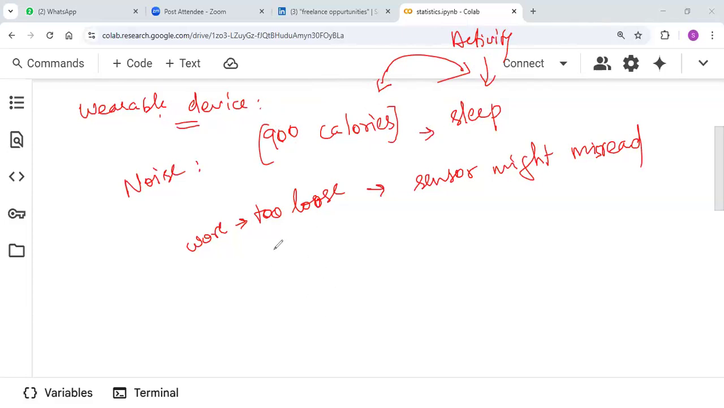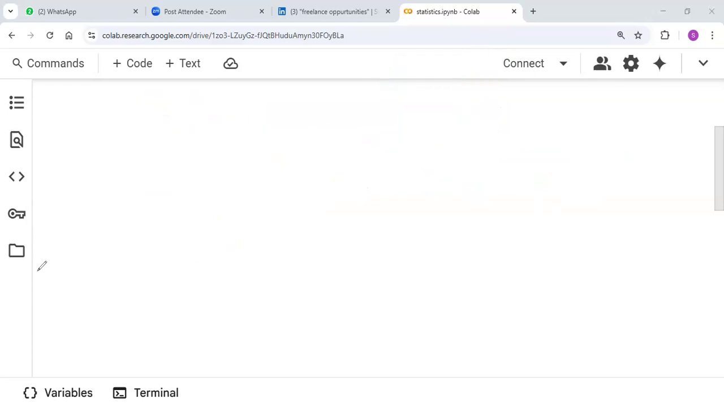Then you can remove it using the z-score threshold or whatever outlier detection. You can detect that as an outlier or extreme noise, whatever it is. You can remove this noise or filter it. You can identify and then filter such noises in your data. So these are all considered noise, guys.